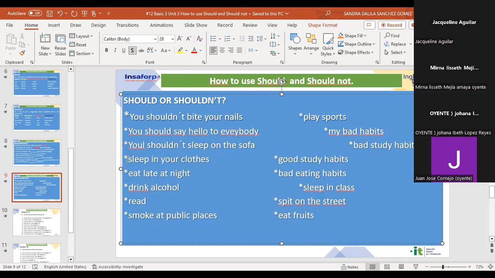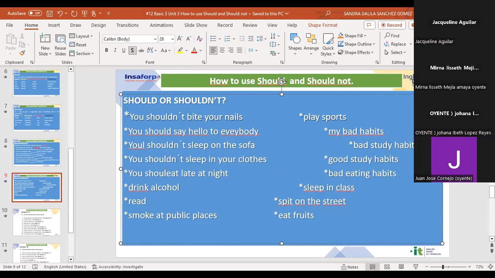Sleep in your clothes? You shouldn't. Eat late at night? You shouldn't. Drink alcohol? Yes. Number three tiene otra, you. An L. Mm-hmm. Thank you, Miguel.